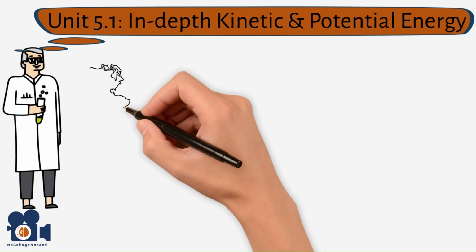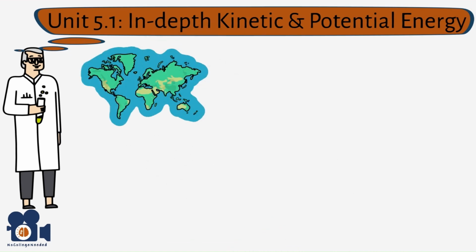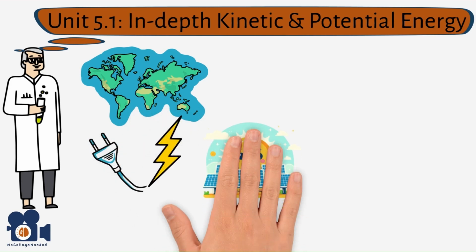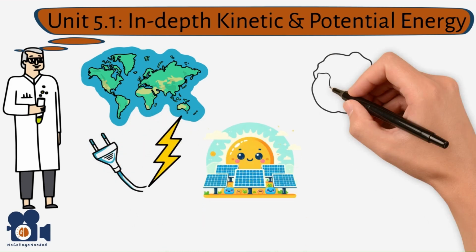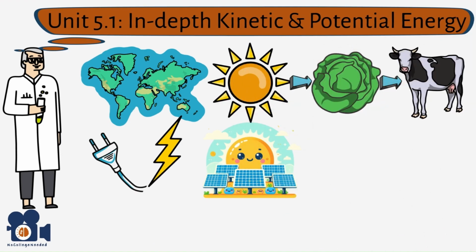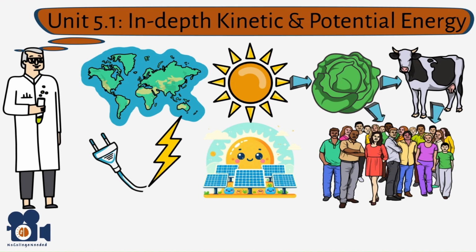Our entire world is connected through types of energy, and we would not survive without it. At the core of it, our energy comes from the sun, and I'm not just talking about solar panels. It could be from the food cycle with plants getting their energy from the sun, herbivores getting their energy from plants, and then us getting our energy from both of these sources.